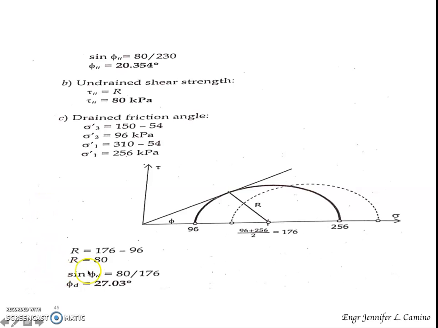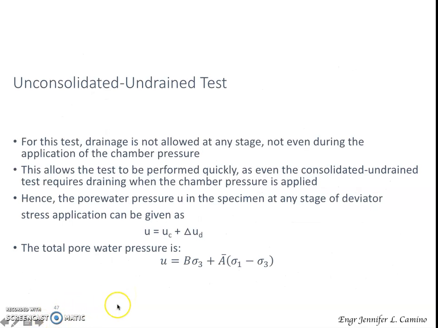Okay, for our drained angle of friction, we now use sine of the drained angle of friction equal to the radius all over, because we're considering this triangle, so that is sine of the angle of friction equal to 80 all over 176. So our drained angle of friction is equal to 27.03 degrees. So we move on now to the unconsolidated undrained test.